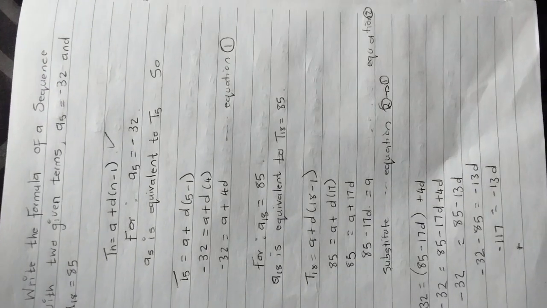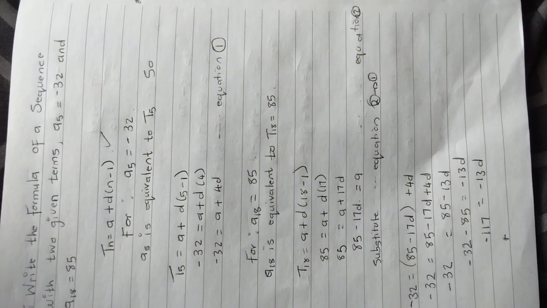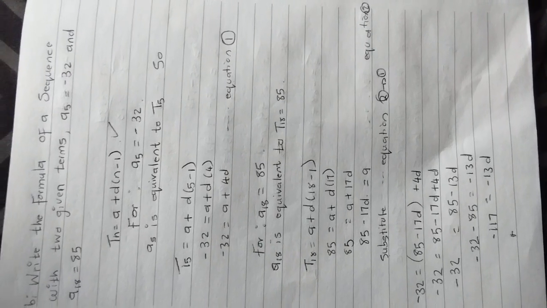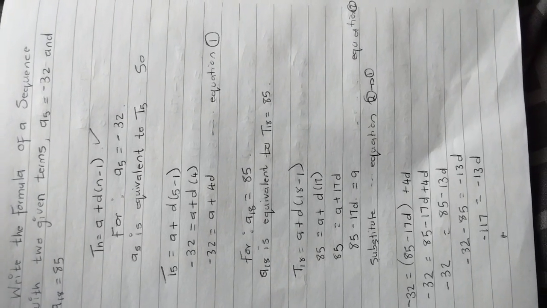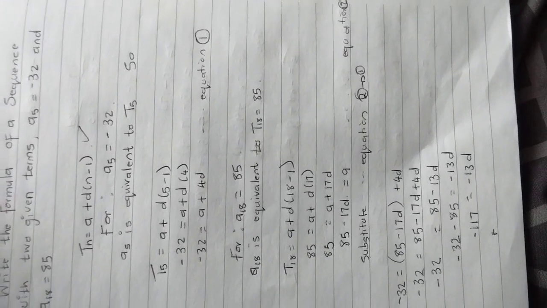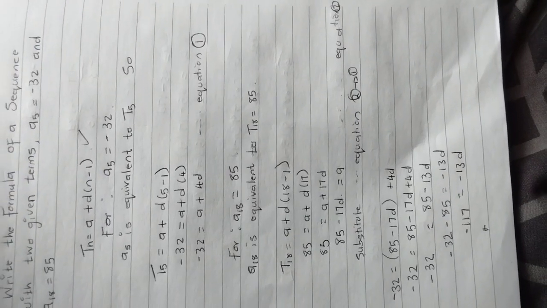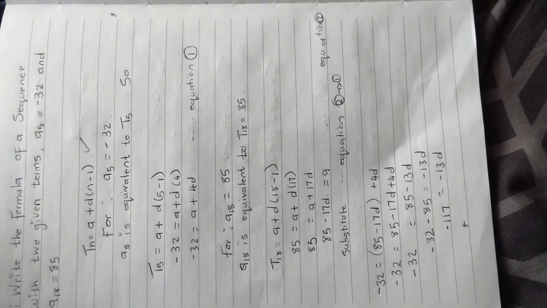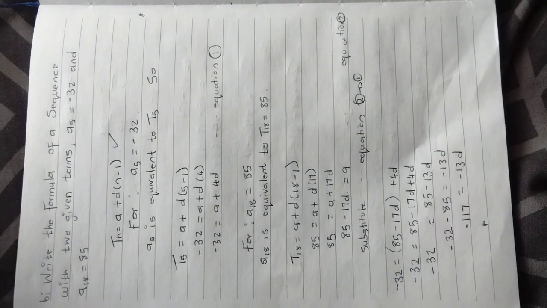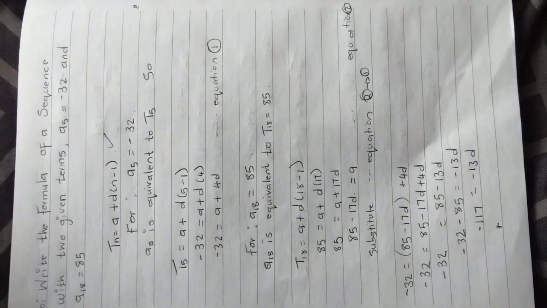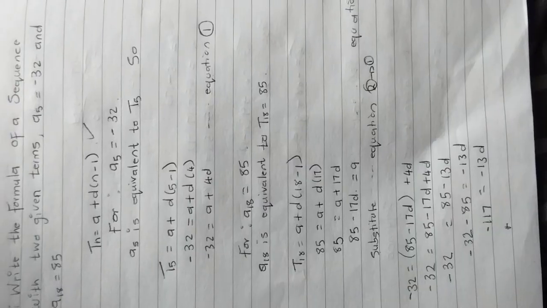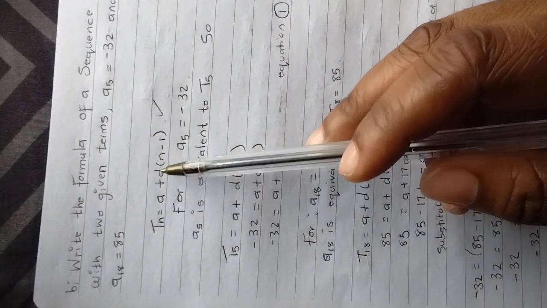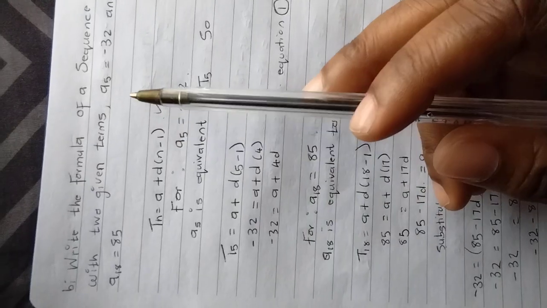So in this case we are going to have a simultaneous, not necessarily a simultaneous equation, but we are going to create two equations whereby we'll have to find the A and D. So we're going to create two equations that we'll be able to use to find those two variables, okay? So first thing, you write your Tn equals A plus D into n minus 1.